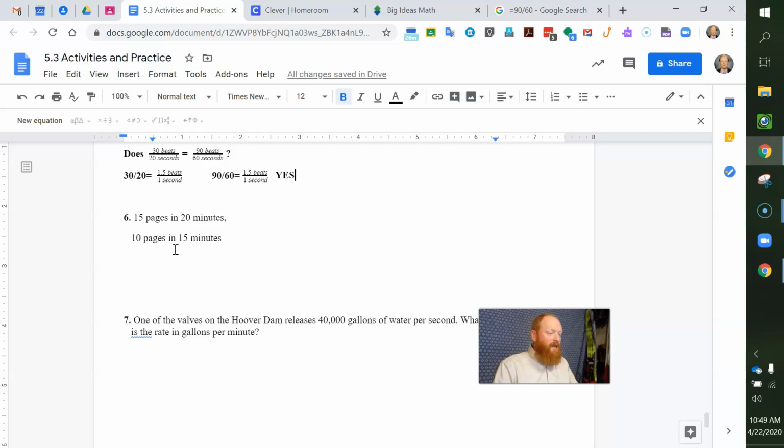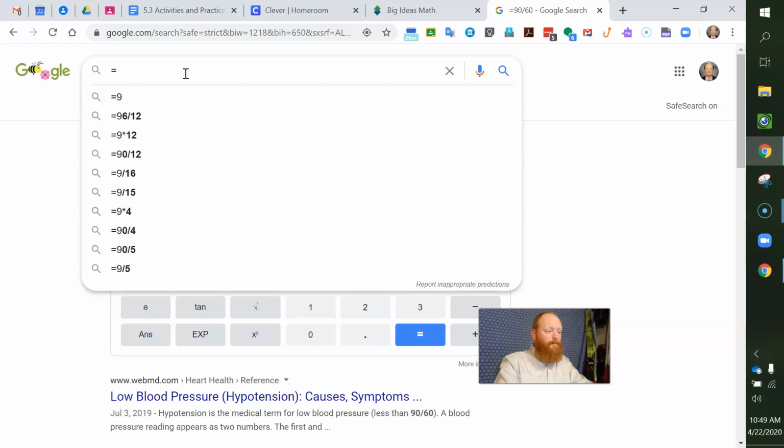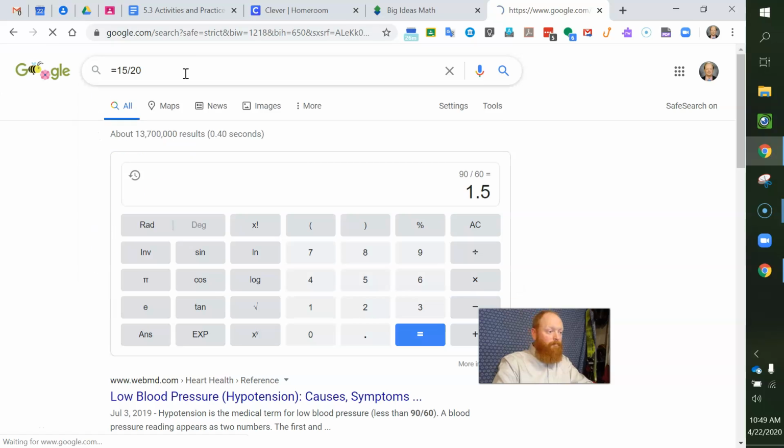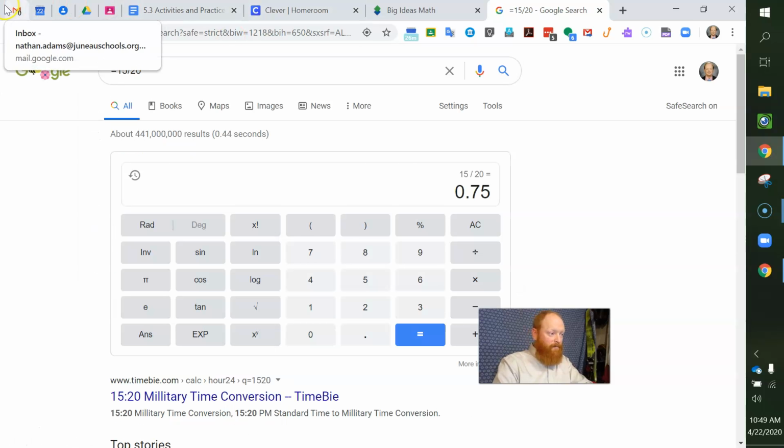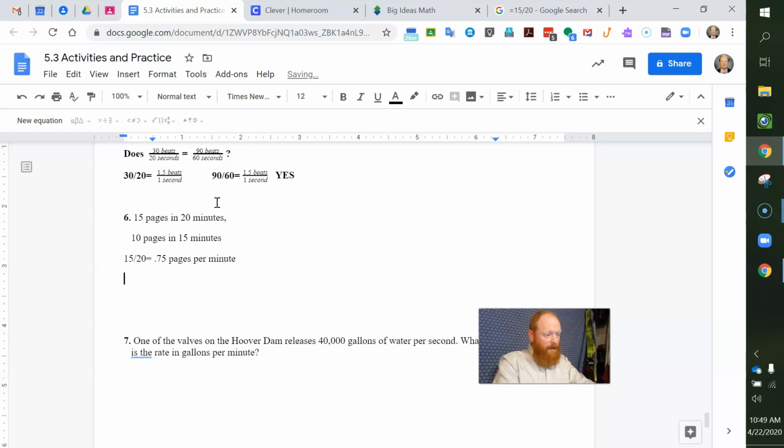Pages per minute, 15 pages in 20 minutes. Same thing, 15 divided by 20 is equal to 0.75 pages per minute.